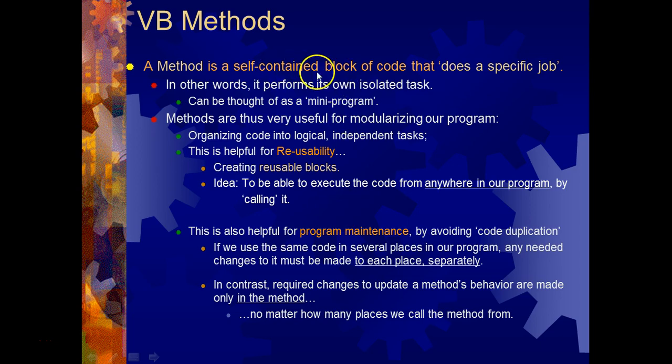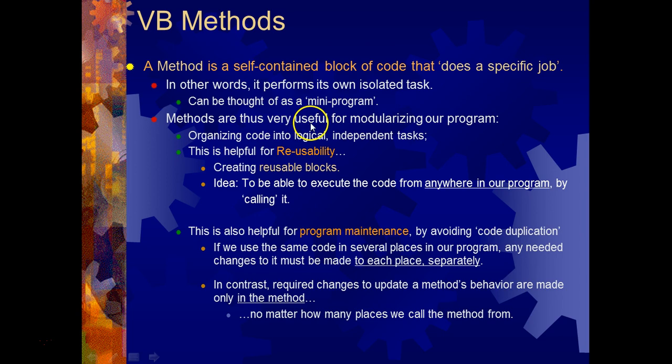He says a method is a self-contained block of code that does a specific job. So the button click handler is a self-contained block of code, and it does something specific, whatever you specify that it should do. In other words, it performs its own isolated task. It can be thought of as a mini program. So the button click handlers that you've designed, many of them, those are like little mini programs, right?